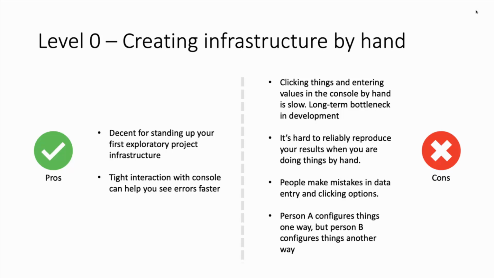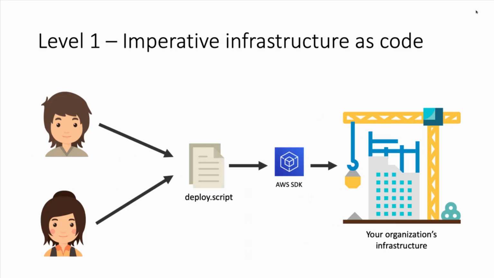So this leads a lot of organizations to move on to the next level of infrastructure as code, which is imperative infrastructure as code. Now, you may have heard the terms imperative and declarative before. And I'll go into a little bit about what these mean. But for now, when I say imperative infrastructure as code, what I mean by that is you have multiple developers which are working together on a deployment script.